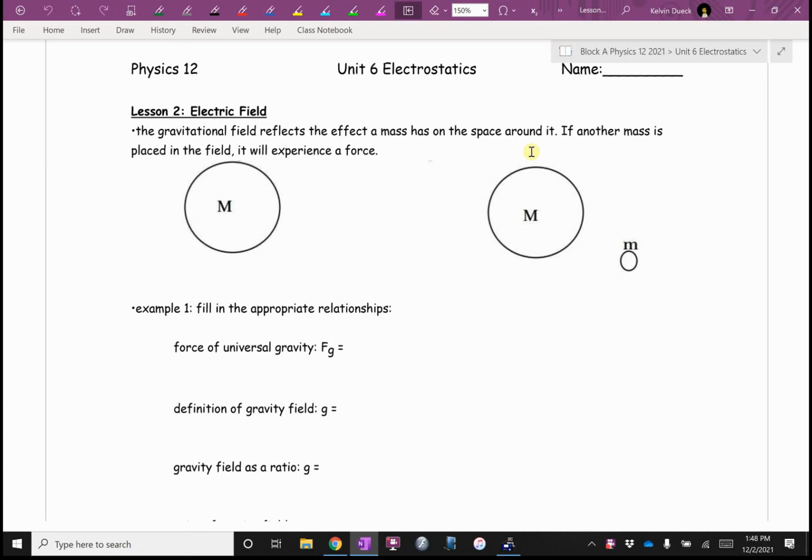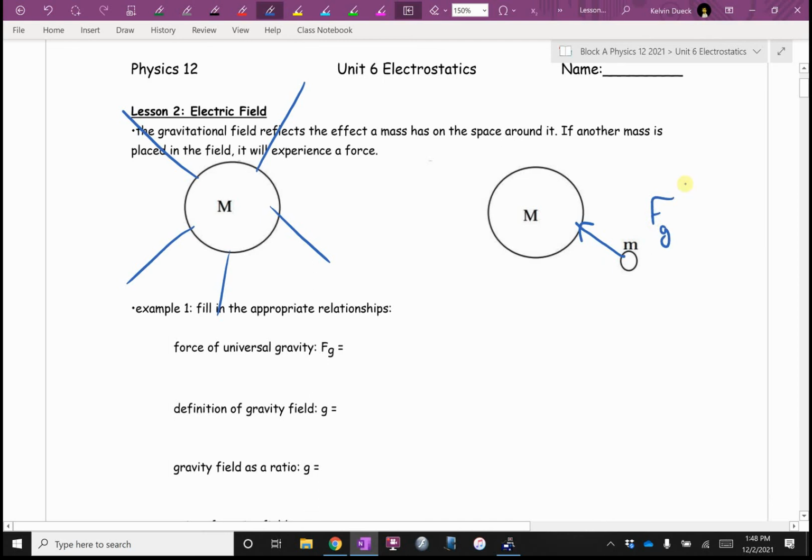First of all, the gravitational field reflects the effects that a mass has on space around it. If I put a big mass in outer space somewhere, it is going to send out, like the invisible tentacles of an octopus in all directions, a gravitational field. And that gravitational field is going to sit there. As soon as another mass comes along and enters that gravitational field, that other mass is going to feel a force. What force? Force of gravity.